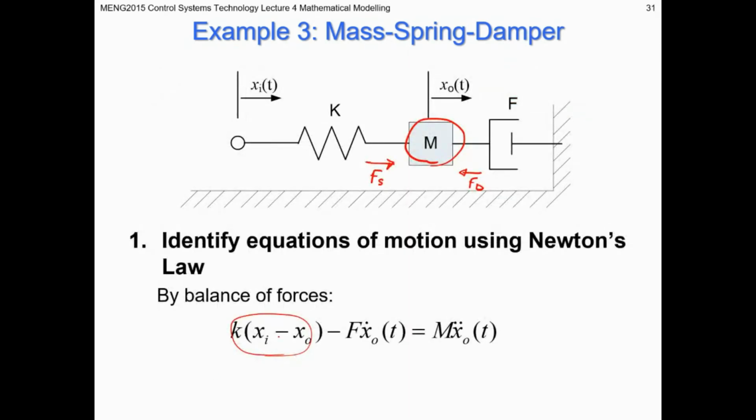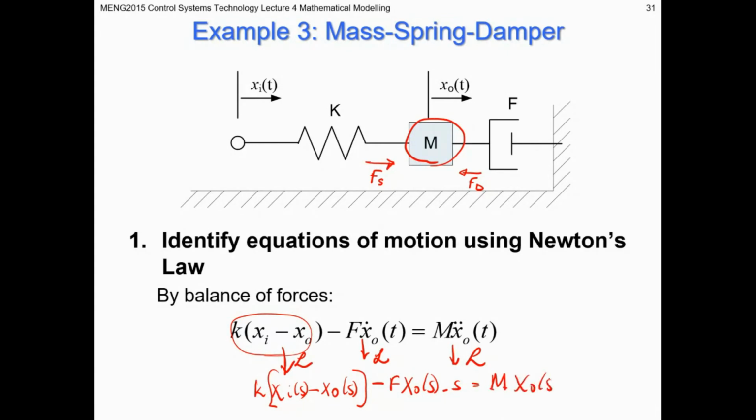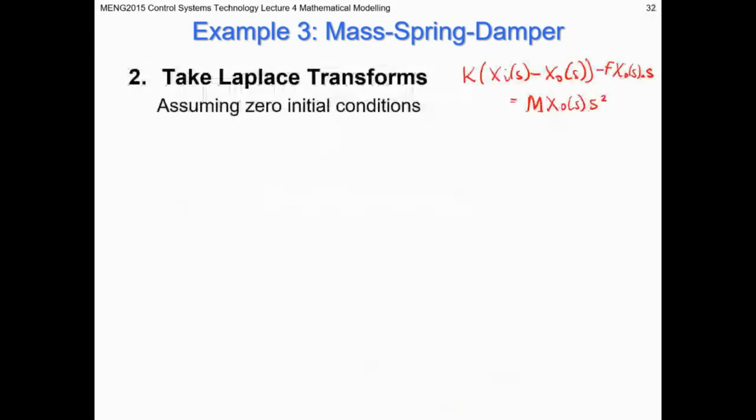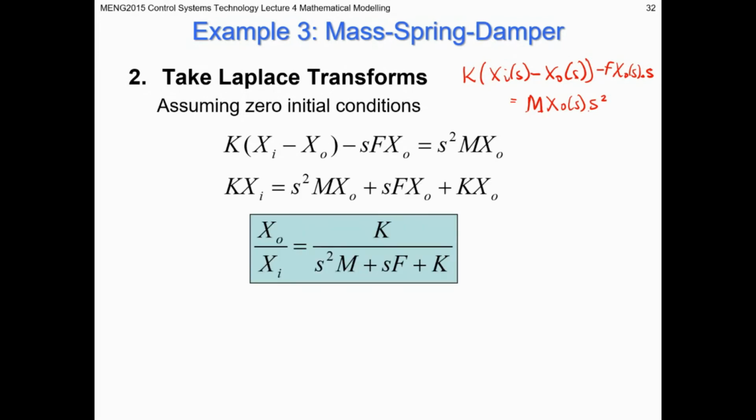How do you get that? Well, I'll go back to here. We're just taking the Laplace transform of each element here. So this is where we get our k times x in s minus x out s. And the Laplace transform of this one, like I said, is times s, and this one times s squared. So I think that's pretty clear. This is the same expression.